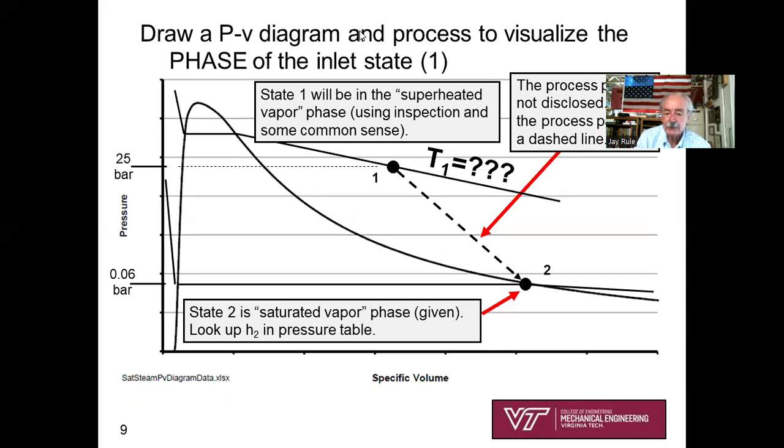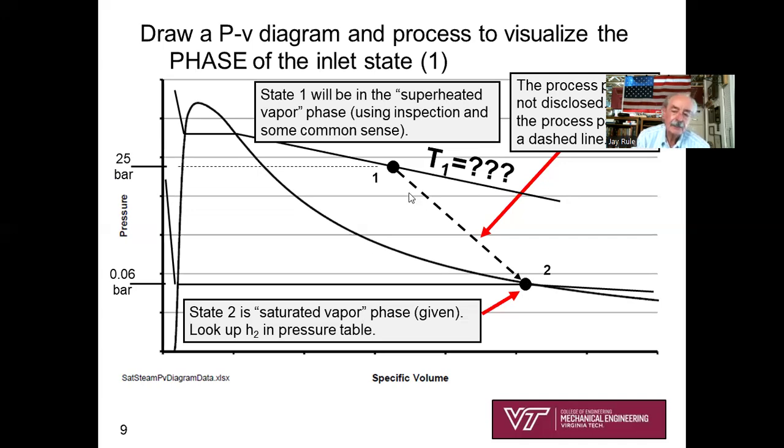Let's look at a pressure-volume diagram to reinforce what you know about this problem. Here's our vapor dome for steam. We're going to start out at 25 bar, but we don't know exactly where we're starting. We do know that we're ending at a pressure of 0.06 bar and saturated vapor, so I can put a dot there. I know that I'm going to be coming downwards on the PV diagram. Pressure is dropping, okay?